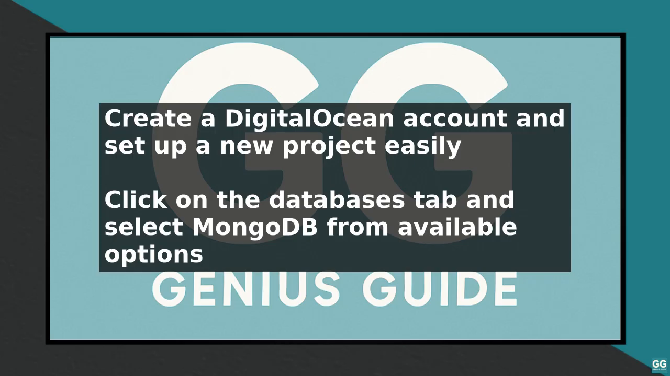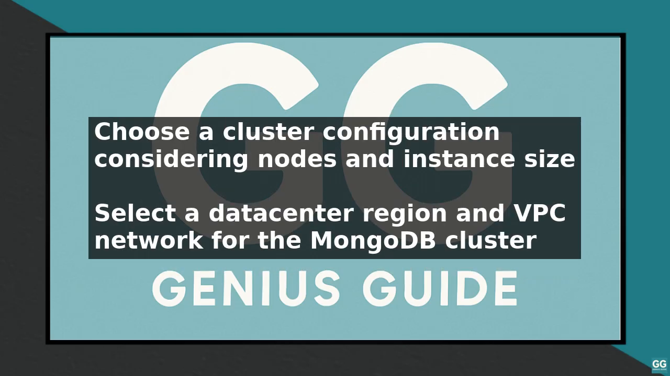After selecting your cluster configuration, you need to choose a data center region and a VPC network for your MongoDB cluster. This will determine where your data is stored and how it is accessed. Make sure to select a region that is close to your application and users to minimize latency.